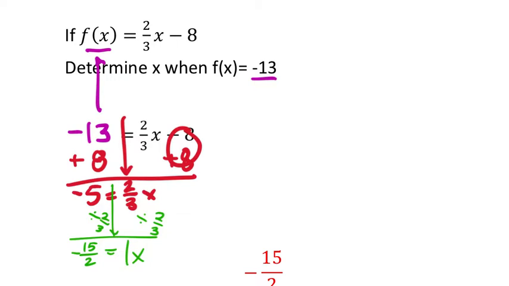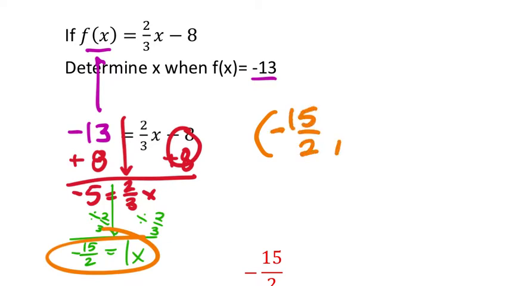And you could, well, I guess we can't check that, but that tells us the x value. So now I guess that's all they wanted. I was thinking of the ordered pair. It would be negative 15 halves, negative 13.